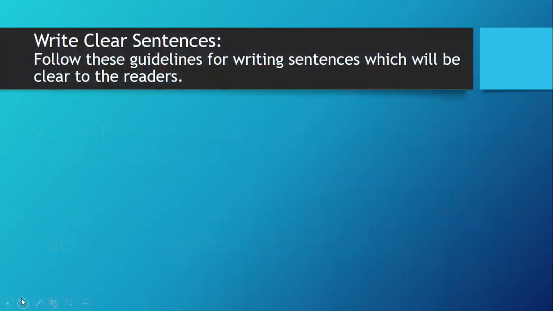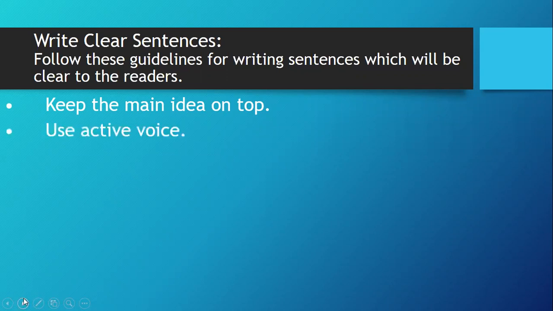So the first thing there is clear sentences. The guidelines for writing clear sentences: it has to be clear to the reader. That's very obvious, right? We have to write as clearly as possible. So the main thing is to keep the main idea on top. Always keep the main idea on top. Don't digress from it in any way. When we do technical writing, we also use the active voice. Sometimes we have to go into the passive voice, but we will come back to that again. The active voice is more clear, okay? Try to keep your passive voice to a minimum.